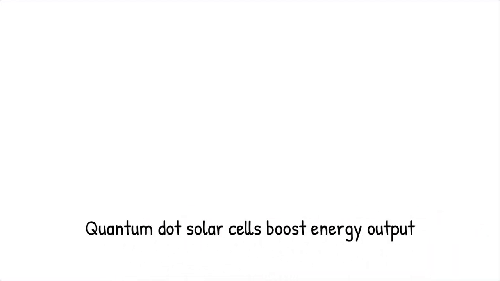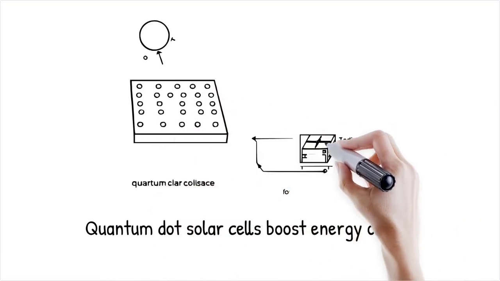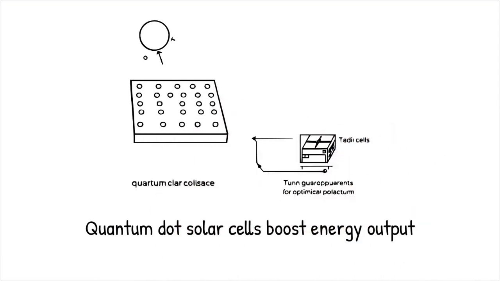Quantum dot solar cells can be engineered to capture a broader spectrum of sunlight, increasing overall energy output compared to traditional cells. It's like customizing a car engine for maximum fuel efficiency. You fine-tune every component to get the best performance possible.